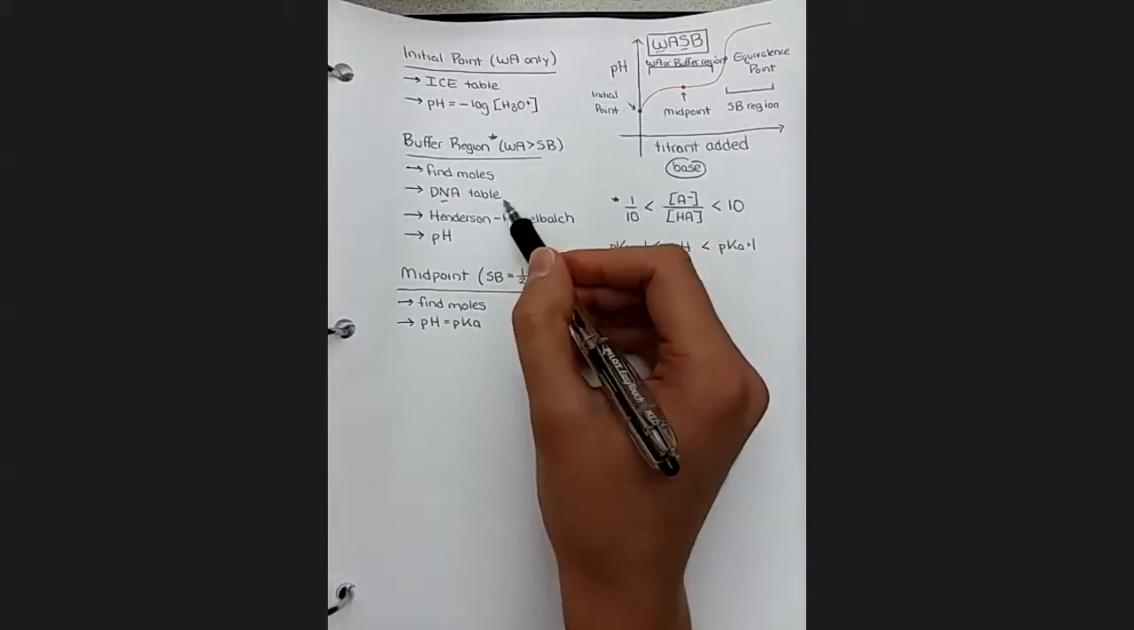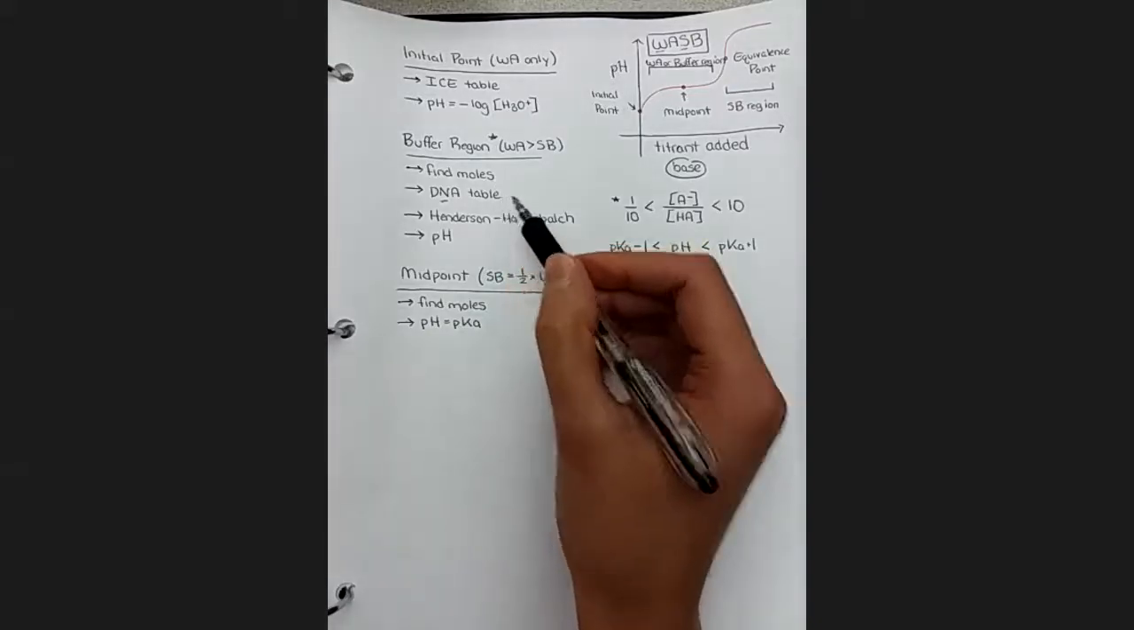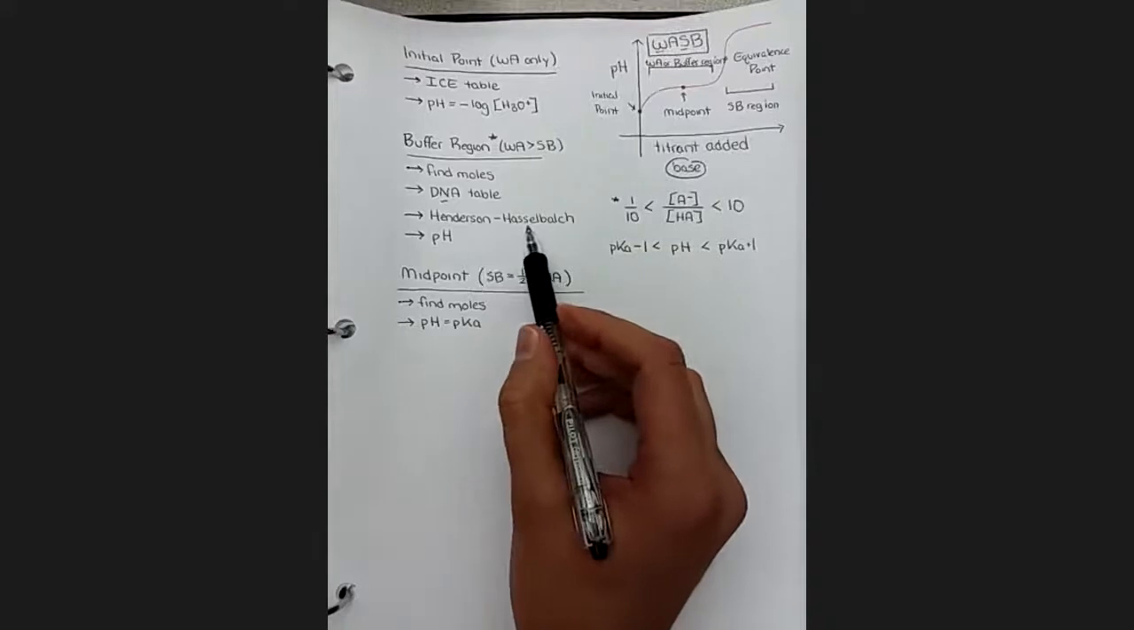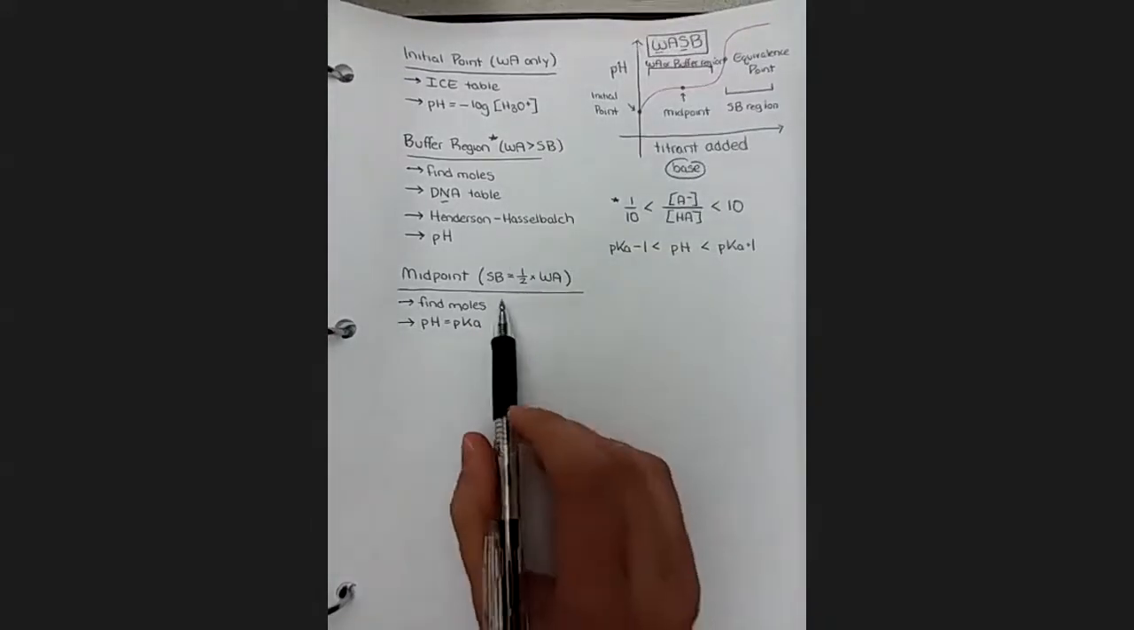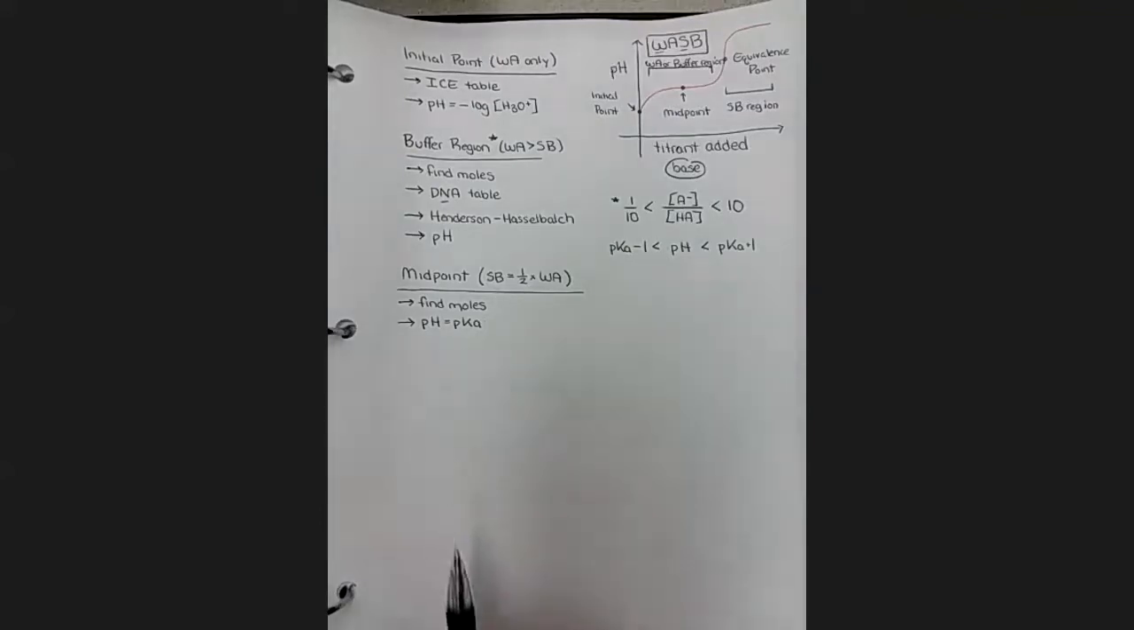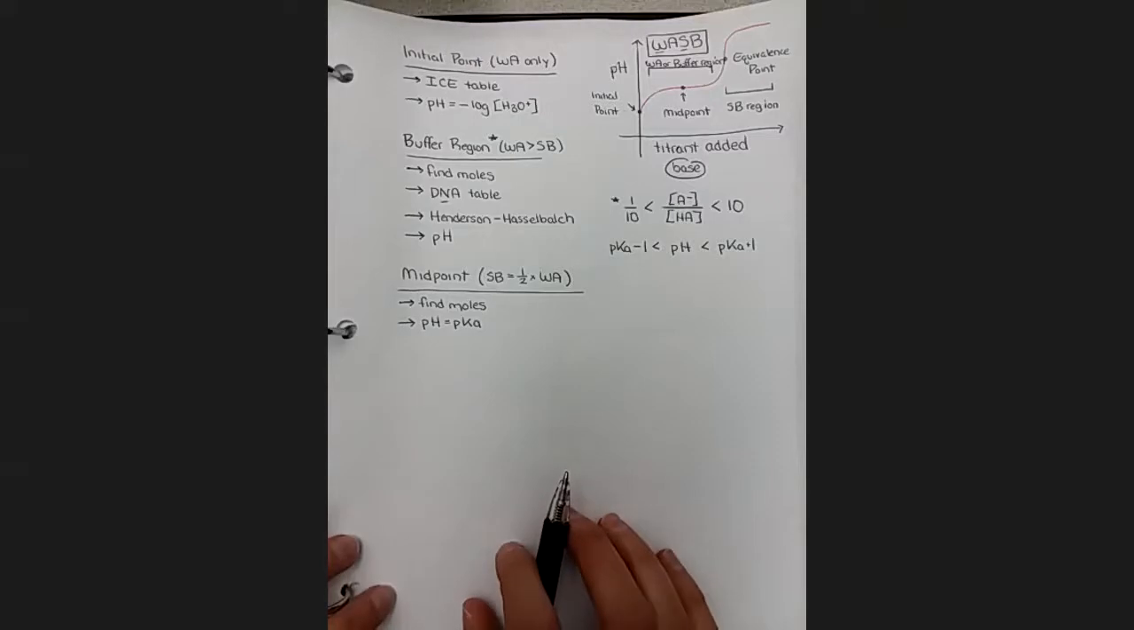You could find the moles, use your DNA table to do the neutralization, and plug those numbers into Henderson-Hasselbalch to give you pH. But if you're smart and you're sneaky and you realize that the titrant is 1/2 of the total, you can skip straight to the pH without doing all the work.